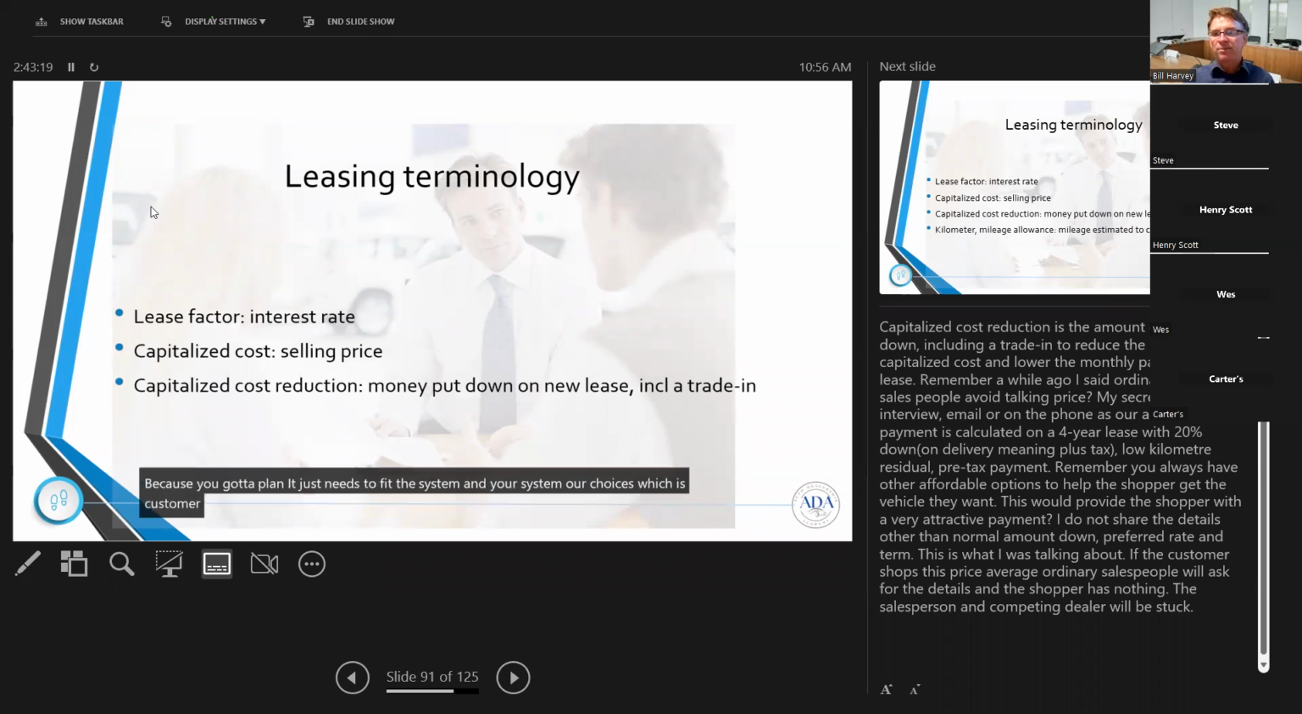This is what I was talking about. If the customer shops your price, average ordinary salespeople are asked for the details, and all the customers get is, well, that's the normal amount down, their most preferred rate and term. Woo, that says nothing, right? And of course, the normal amount down, which they have no idea about, the other dealers are going to be trying to calculate something with nothing down, and they're going to say they're below cost. And they're going to say to that customer, they quoted you below cost.